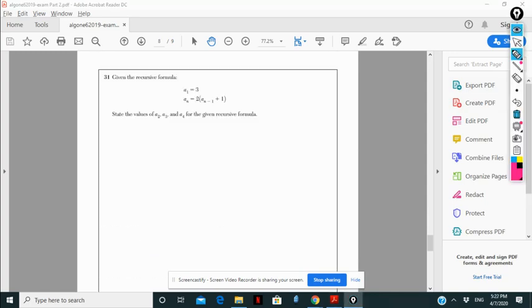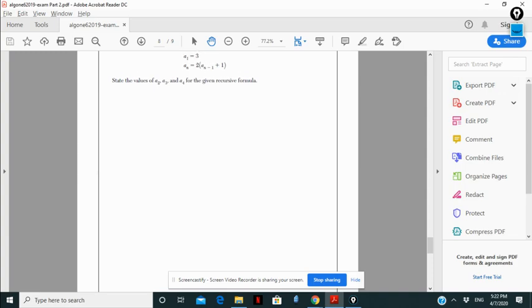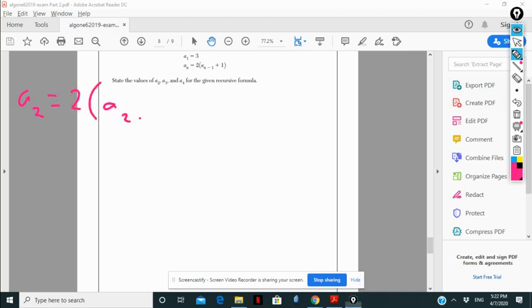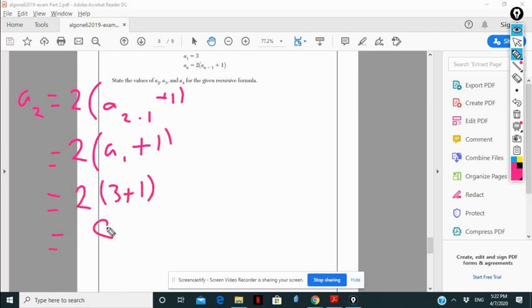Question 31. That's a recursive formula. So we wanted to know what is the value for a2. According to the formula, it's 2 times a(2 minus 1) plus 1. So it's 2 a1 plus 1. So it's 2 times 3 plus 1 giving me 7.